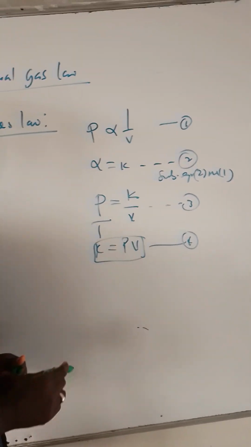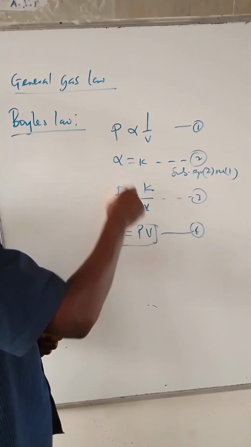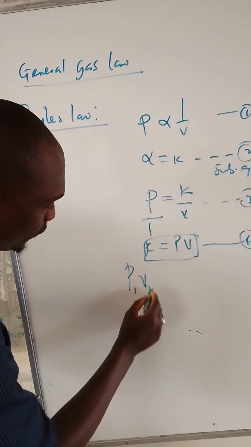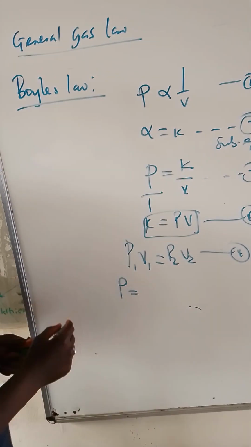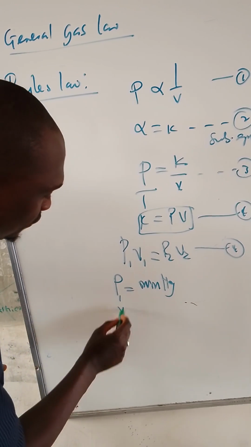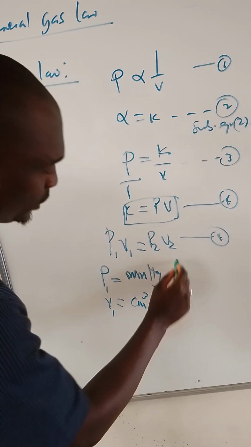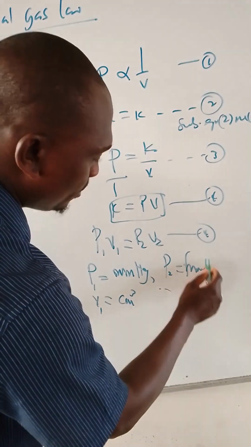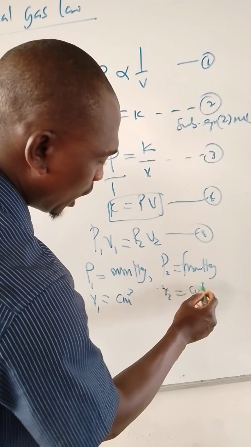Boyle's law states that the volume of a fixed mass of a gas is inversely proportional to pressure, provided the temperature remains constant. And the formula for Boyle's law is P1V1 = P2V2, respectively, where P is the pressure. P1 is the initial pressure in millimeter mercury, and V1 is the initial volume, which is in centimeter cube. P2 is the final pressure, also in millimeter mercury, and V2 is the final volume in centimeter cube.